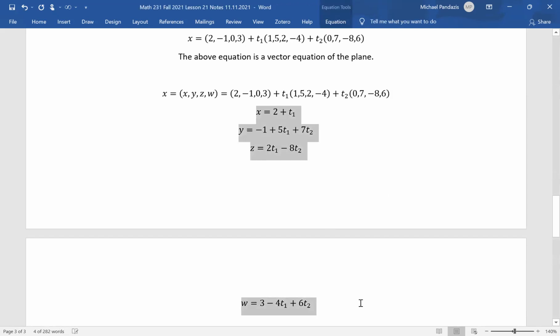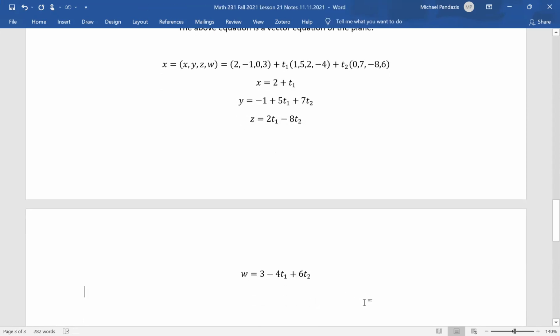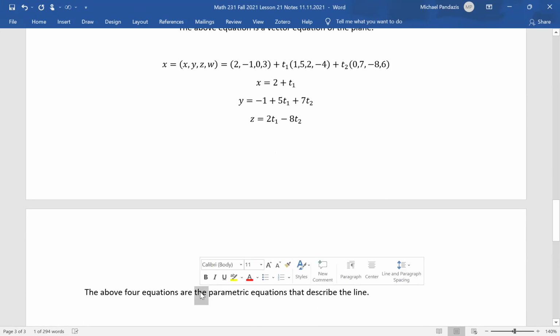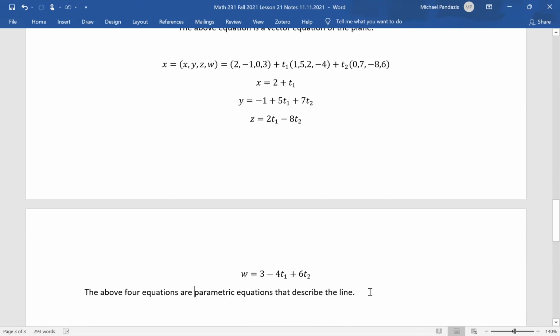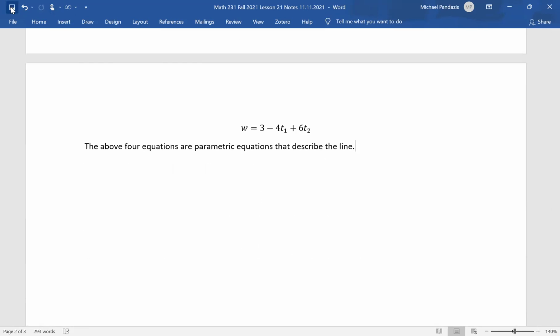So now we have equations for the first, second, third, and fourth components, describing each of the four individually, as opposed to the vector equation that describes all four at the same time. So we're not adding or removing information. It's the same information, just done with more equations. So the above four equations are parametric equations that describe the plane. Okay, it's not the only way. So we now have answered part B. That was the goal of part B, to do both those things. We did.